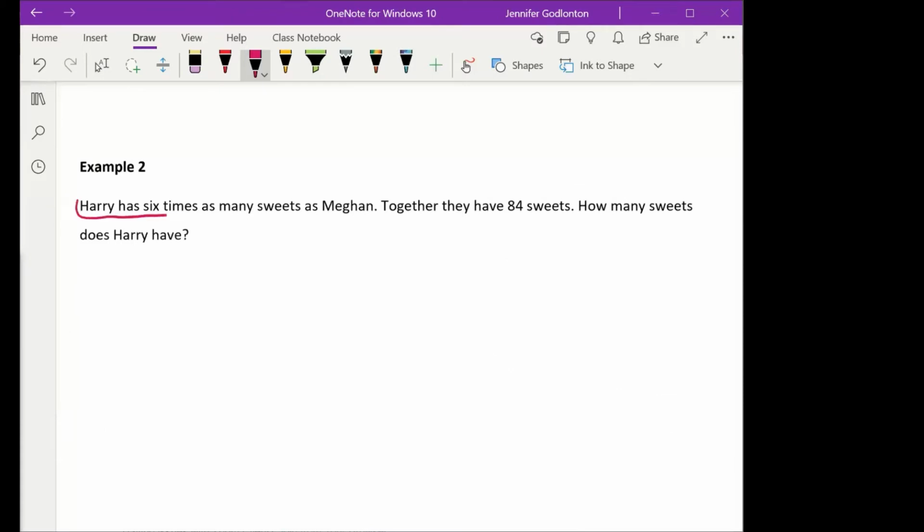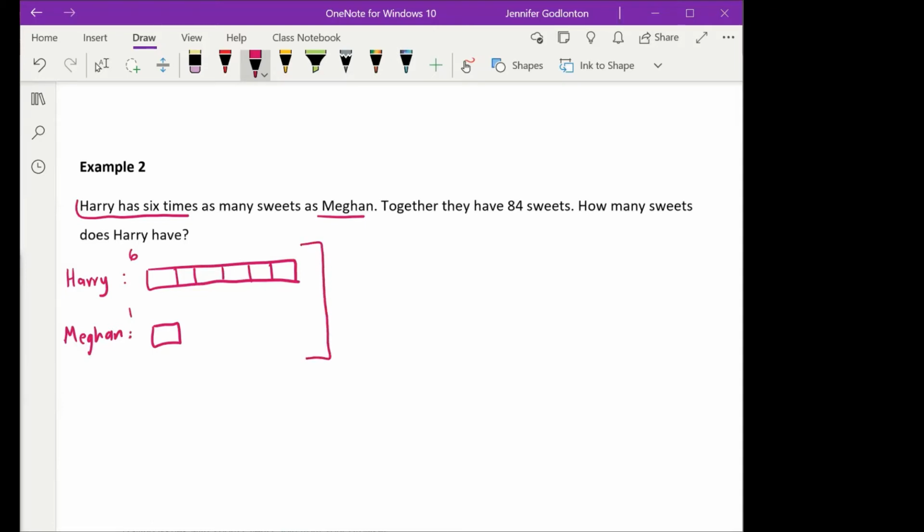So Harry has 6 times as many sweets as Megan. So I've got Harry and I've got Megan. And so if Megan has got 1 sweet, then Harry has 6 times as many as Megan. So Harry is going to have 6 sweets if Megan has 1 sweet. Okay, so that's my 6 sweets over there. That's 1 sweet over there. Together, they have got 84 sweets. How many sweets does Harry have?